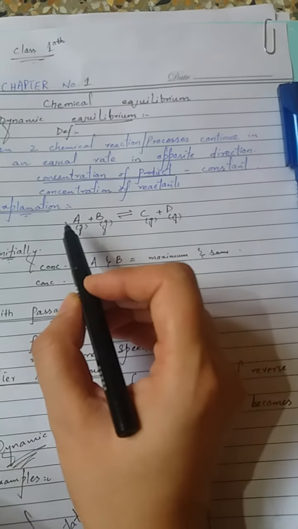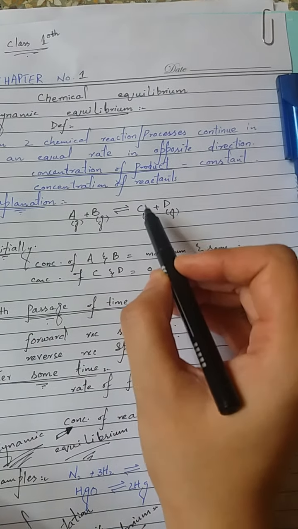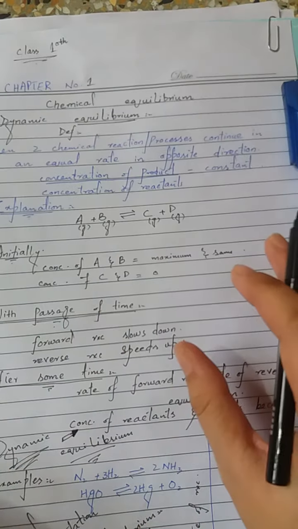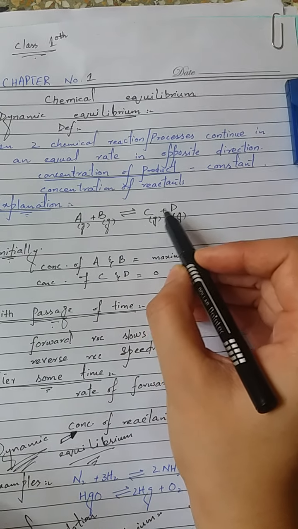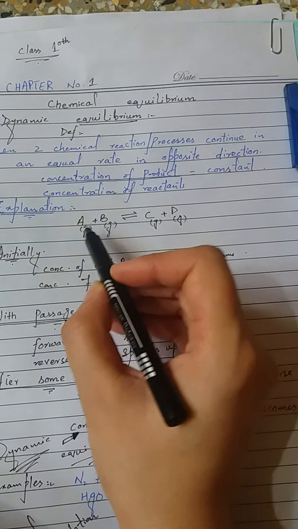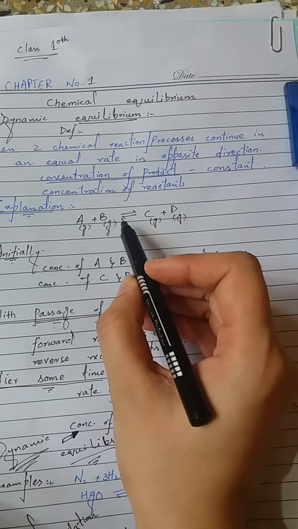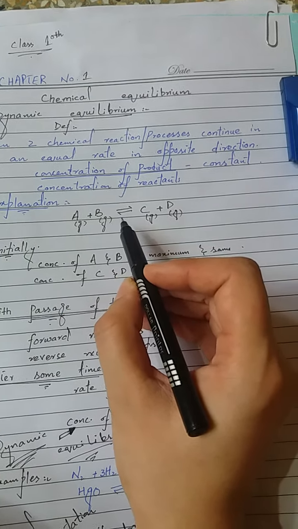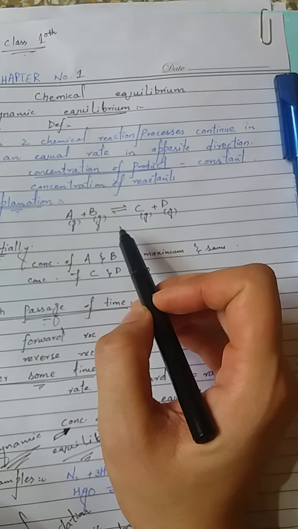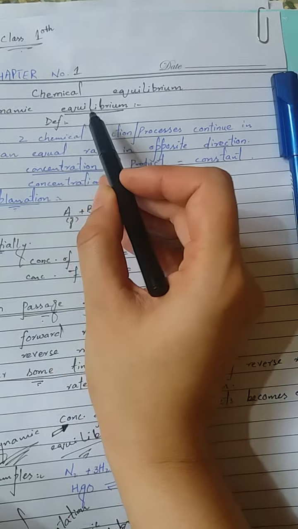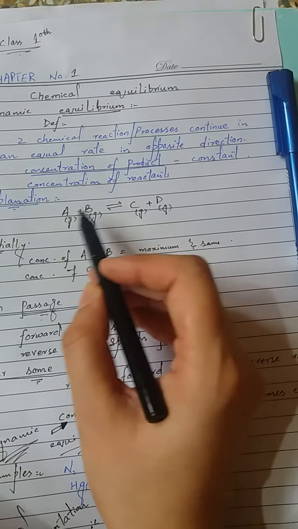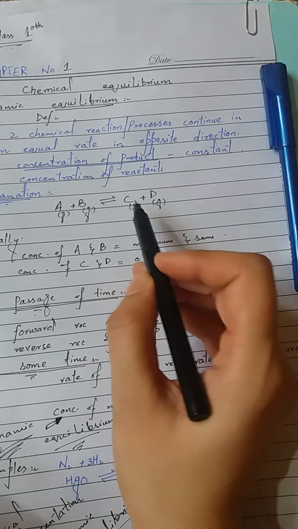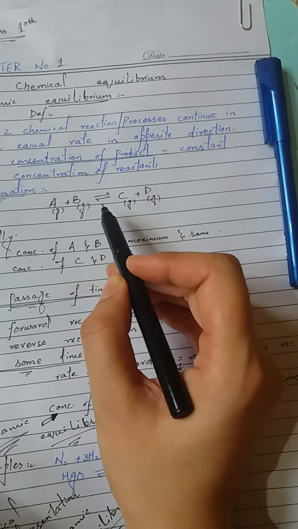It seems that when A reacts with B, it forms products C and D. It seems that the reaction has stopped, but actually the reaction cannot stop. C and D again react with each other and form reactants A and B in the reverse direction. Such a type of reversible reaction in which equilibrium is achieved is known as dynamic equilibrium, in which two chemical reactions or two chemical processes continue at an equal rate in opposite directions.